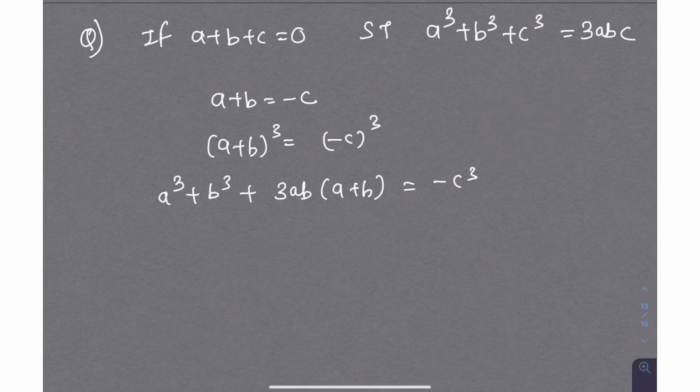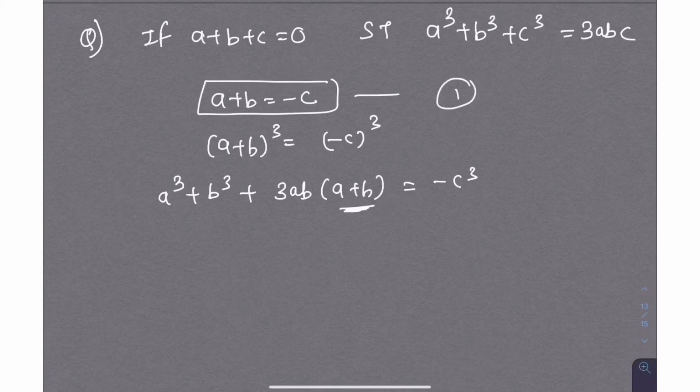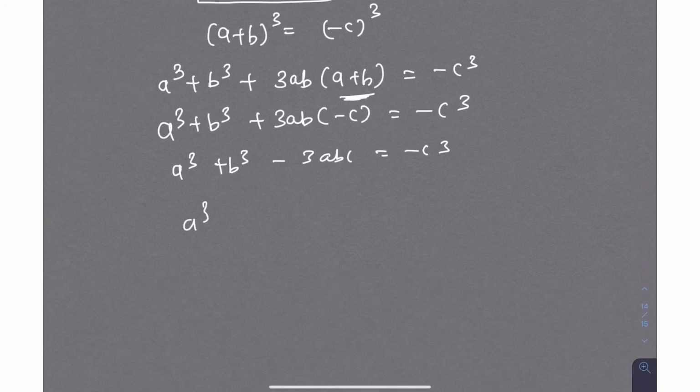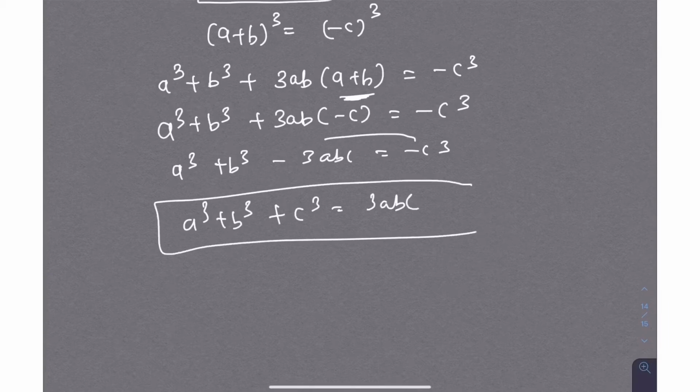So now what we are going to do is, we'll be replacing this a plus b by minus c, which we already have in equation number 1. So we'll get a cube plus b cube plus 3abc into minus c is equals to minus c cube. So we'll get a cube plus b cube minus 3abc is equals to minus c cube. Now just rearrange the terms, guys. Done. A cube plus b cube, when we shift minus c cube on the left hand side, it becomes plus c cube is equals to 3abc. Hence proved.